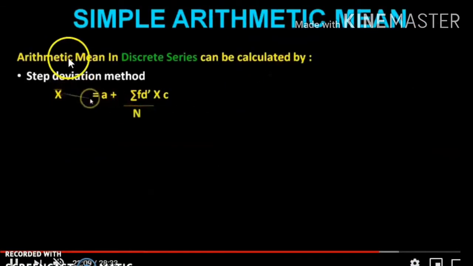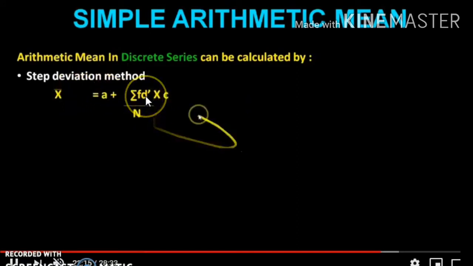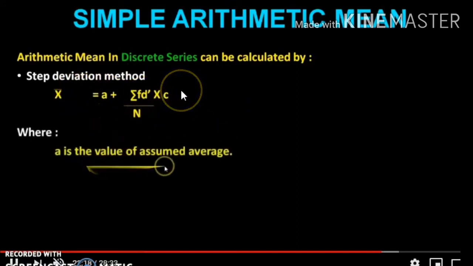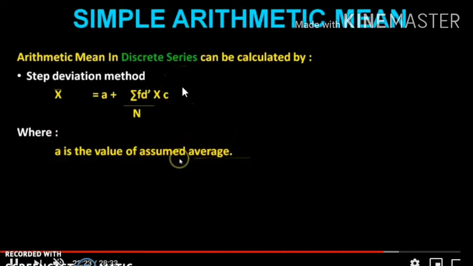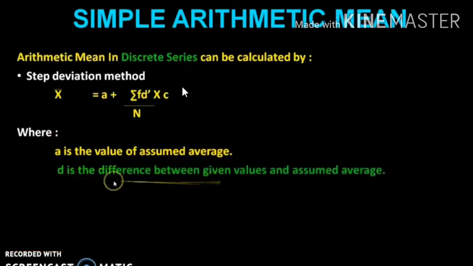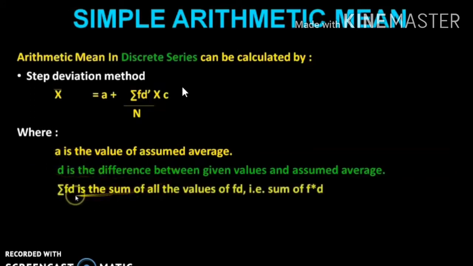Now the arithmetic mean in discrete series using the step deviation method. So x bar is equal to a plus sigma fd dash divided by n into c is the formula for that, where a is the value of the assumed average. From x you will be selecting a value. D is the difference between the given value and the assumed value, and sigma fd is the sum of all values of fd, that is the sum of f into d.